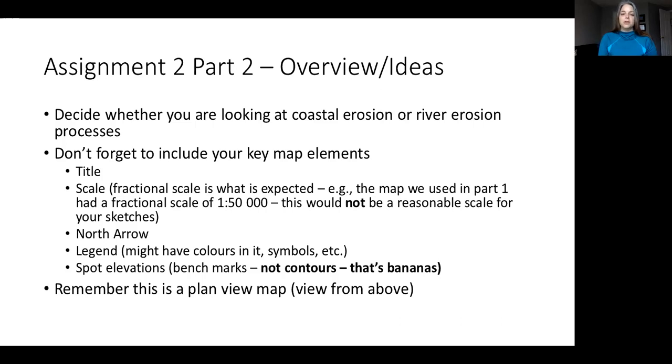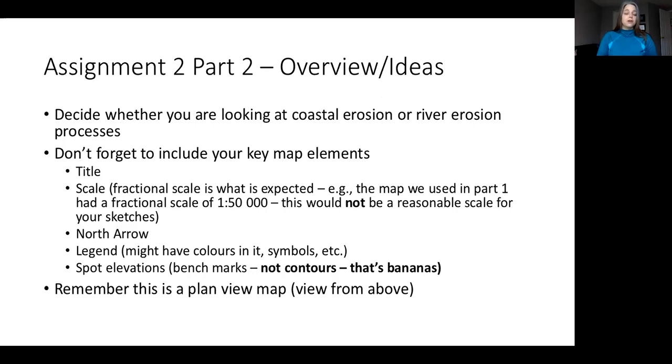If you think about it, the map we used for part one, we see a ton of information, but not a lot of detail. And if we want to see something that's taking place on the scale of a meter to a couple of meters over 10, 20, 30, 40 years, we probably need a scale that has a smaller number than 50,000. So I would say, and I've said this in a couple of help sessions, that anywhere between about 1 to 8,000 up to 1 to 12,000 or 1 to 20,000 would probably be reasonable. And again, I'm happy to chat with any of you about that.